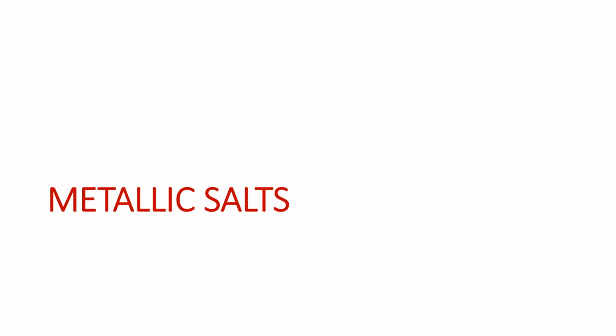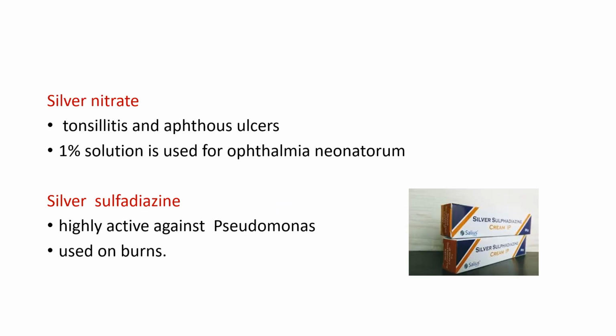The next group of antiseptics are metallic salts. So you have silver nitrate, silver sulfadiazine, okay, silver salts. So silver nitrate is used in tonsillitis and aphthous ulcer, and 1% solution of silver nitrate is used for the treatment of ophthalmia neonatorum. And silver sulfadiazine, it is highly active against Pseudomonas and it is used on burns.